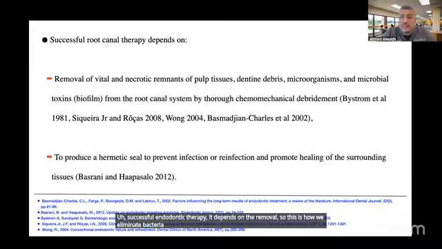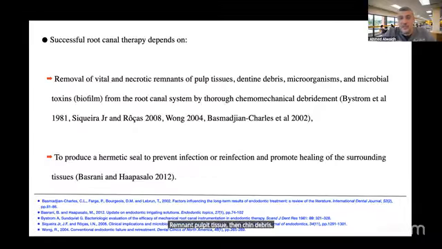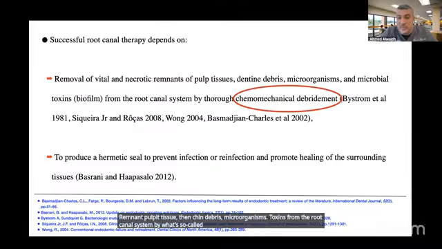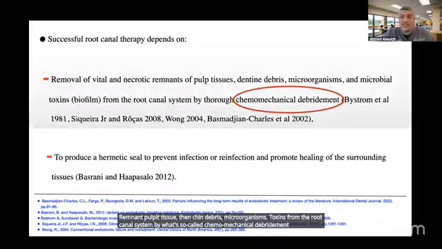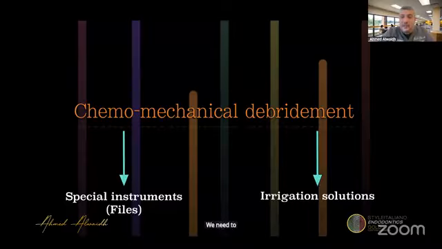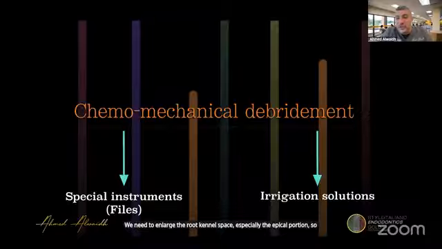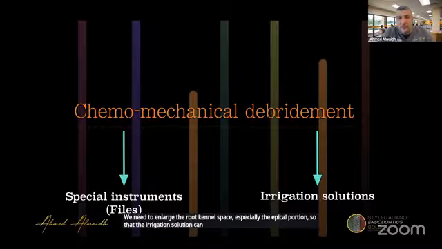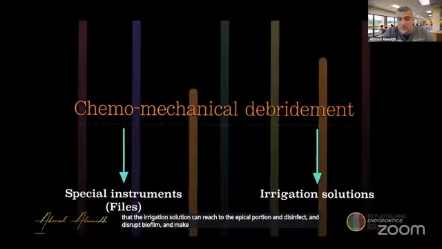We need to remove vital, necrotic, remnant pulp tissue, dentine debris, microorganisms, and toxins from the root canal system by so-called chemomechanical debridement. So what is chemomechanical debridement? It consists of two phases. First, we need to use special instruments, which are files. We need to enlarge the root canal space, especially the apical portion, so that the irrigation solution can reach the apical portion and disinfect and disrupt biofilm and make the disinfection of the root canal system.